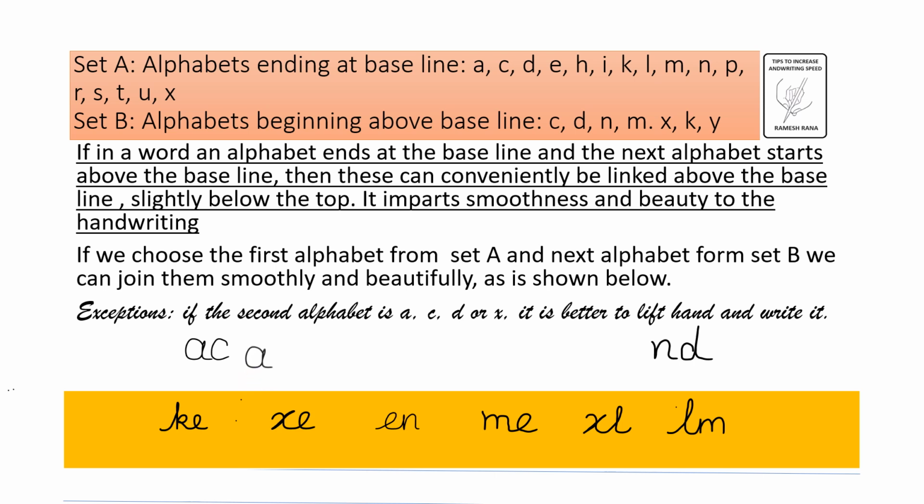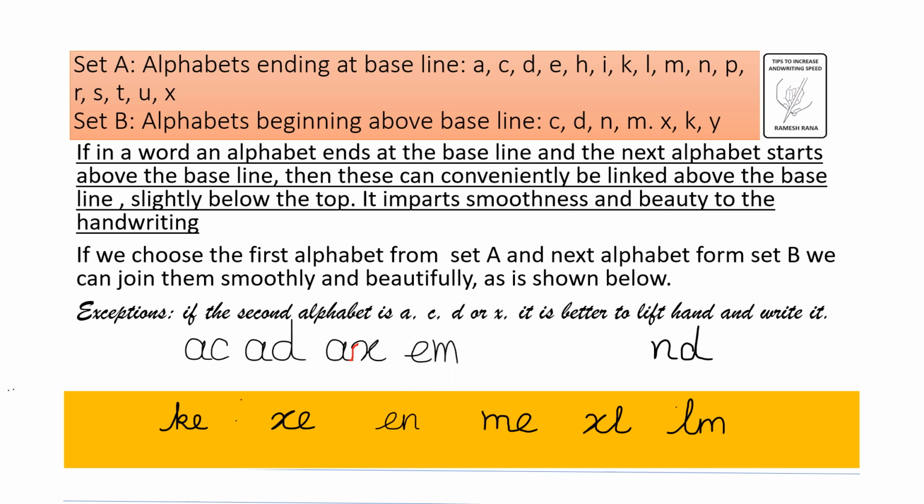Same way, A is not connected to D. A is not connected to X. They are separate. If you take your hand from A to connect it at X, for example, I'll show you. If you try to connect it to X like this, it loses its shape. It loses its beauty.